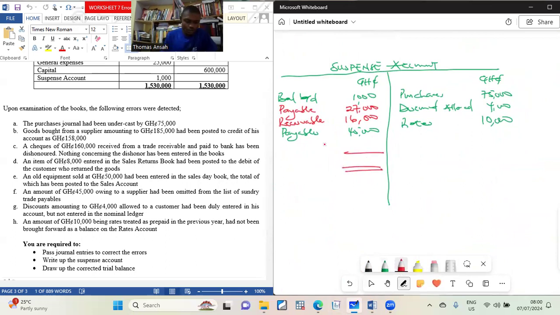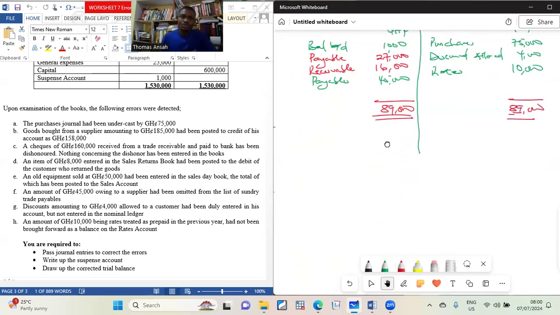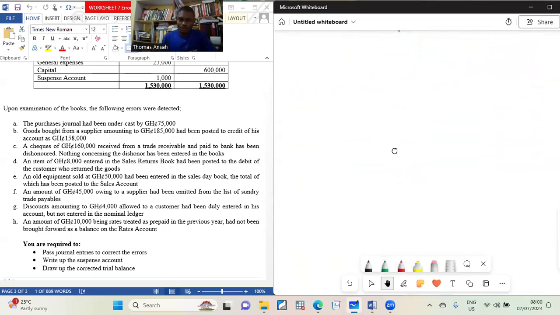We have 1,000 plus 27,000 plus 16,000 plus 45,000. That's 89,000. You can see clearly it's 89,000, because this one is 79 plus 10, 18. So that's that. The next thing we need to do is to redraft our trial balance.